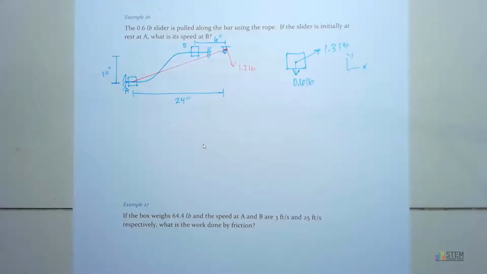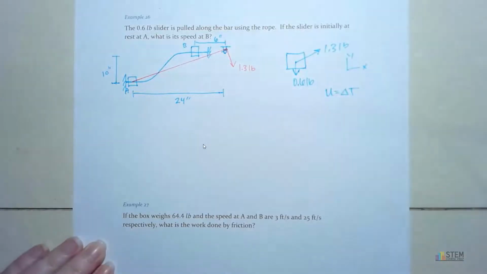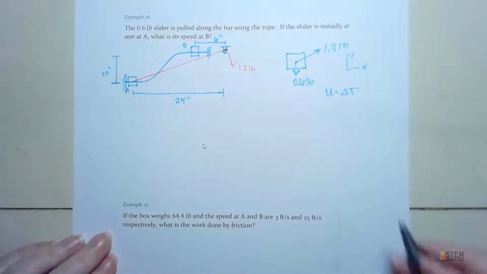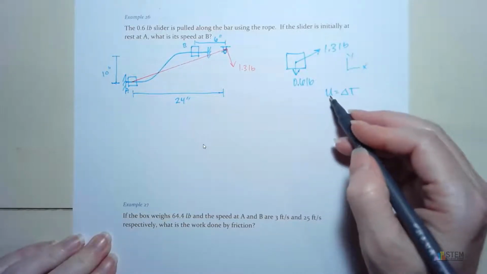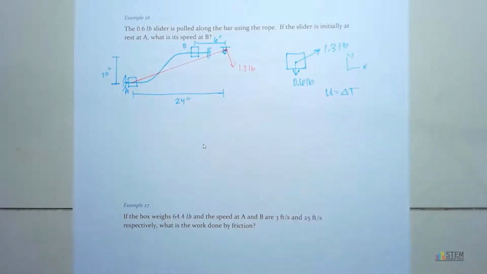Now what we want to find is velocity. So we're going to relate work to velocity using the kinetic energy equation. So remember we have that. That's what we're going to be looking for. First, let's find U. So this is the work equation. So we've got to look at the external forces, see which ones have work.